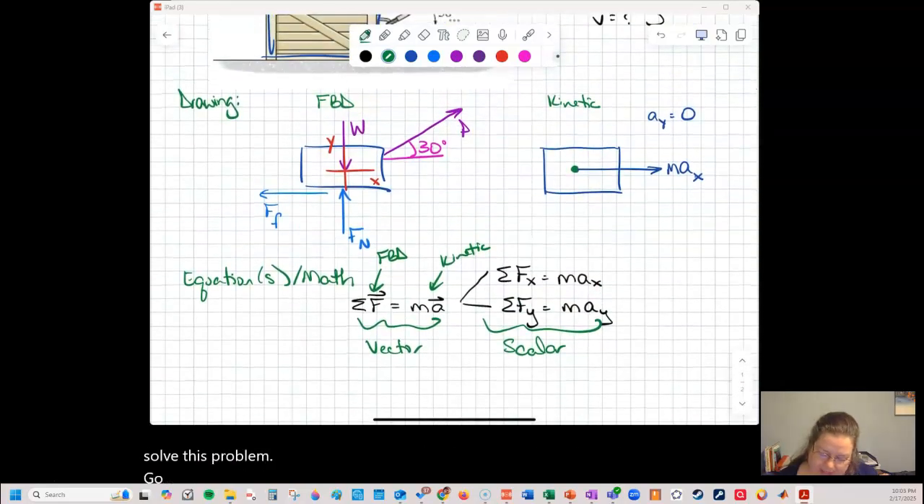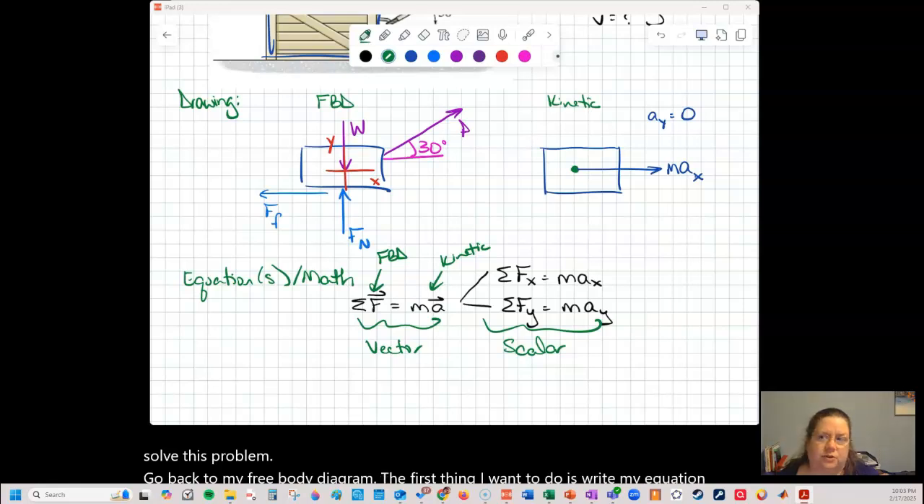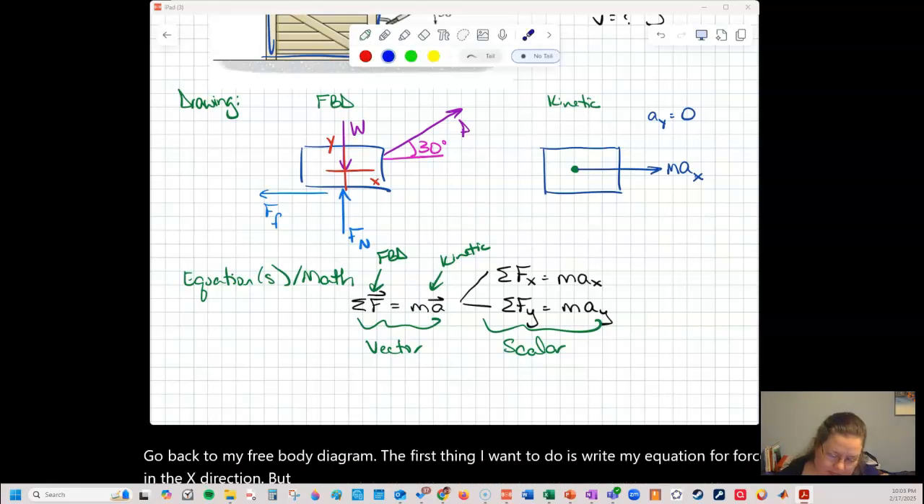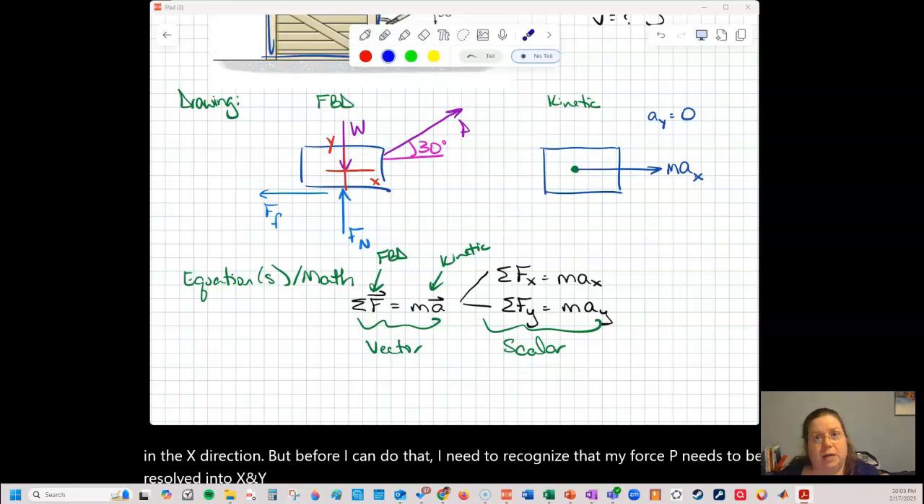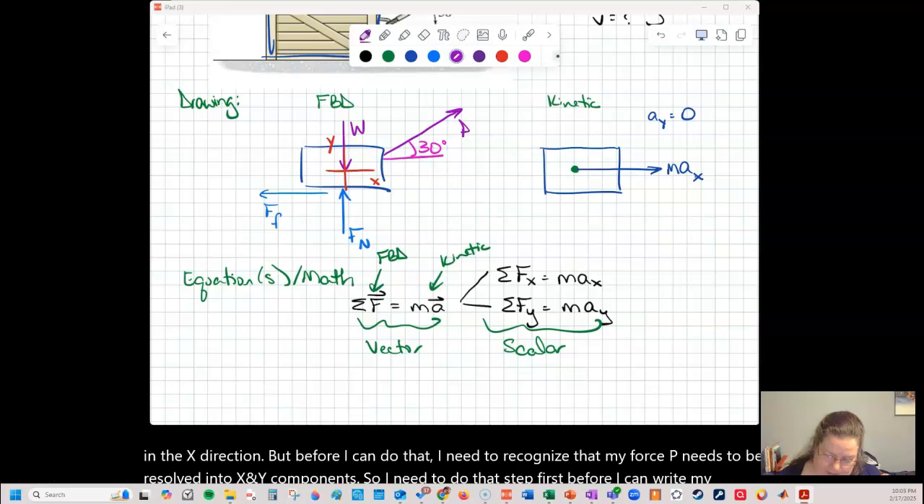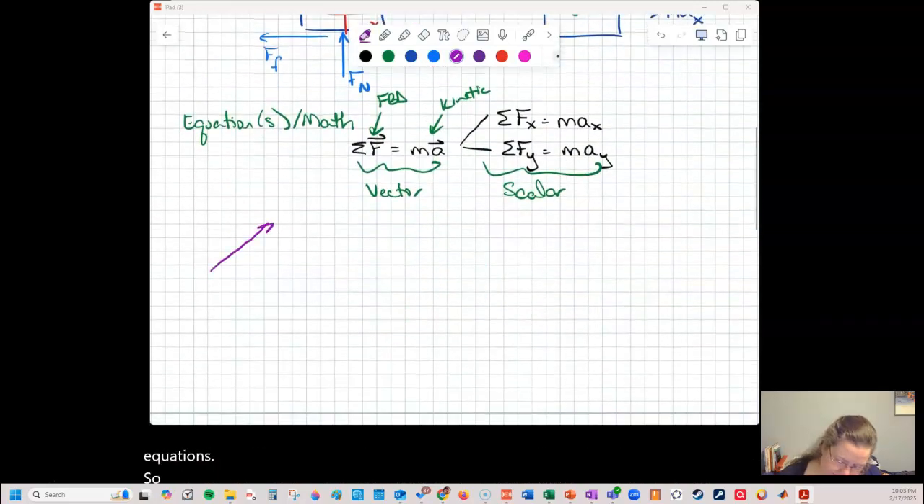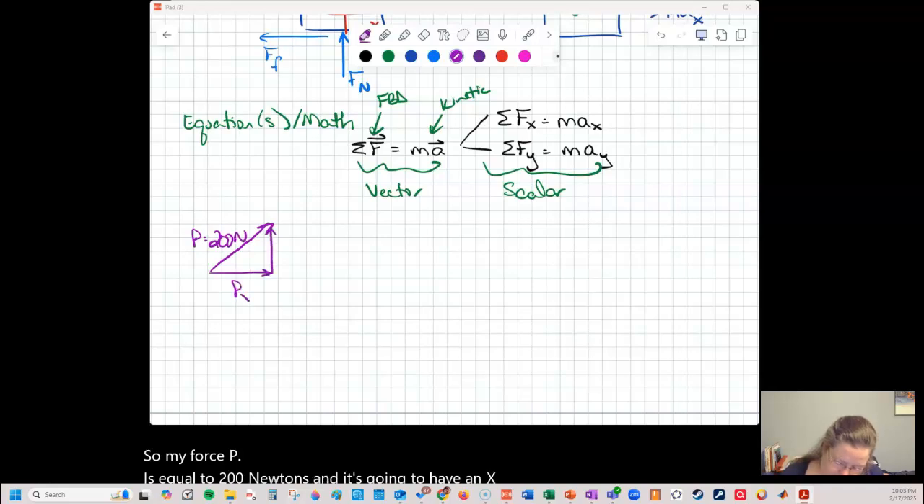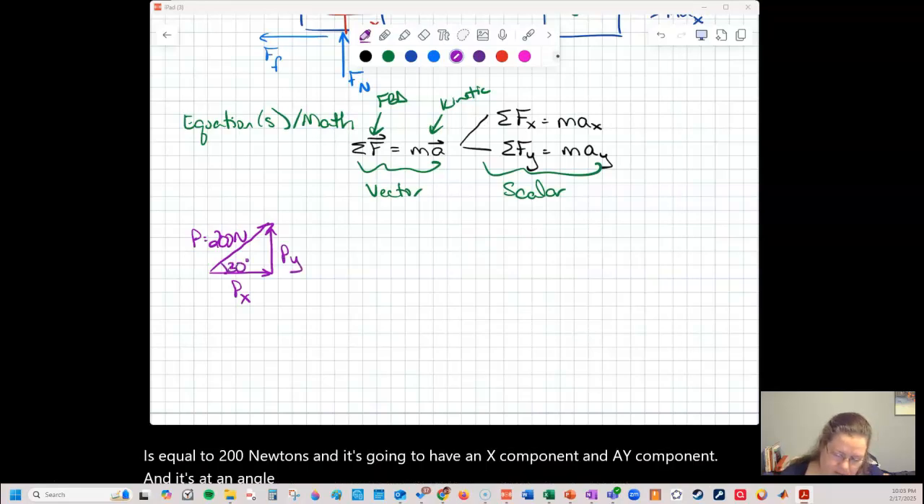Go back to my free body diagram. The first thing I want to do is write my equation for forces in the x direction. But before I can do that, I need to recognize that my force P needs to be resolved into x and y components. So I need to do that step first before I can write my equations. So my force P is equal to 200 newtons, and it's going to have an x component and a y component, and it's at an angle of 30 degrees.